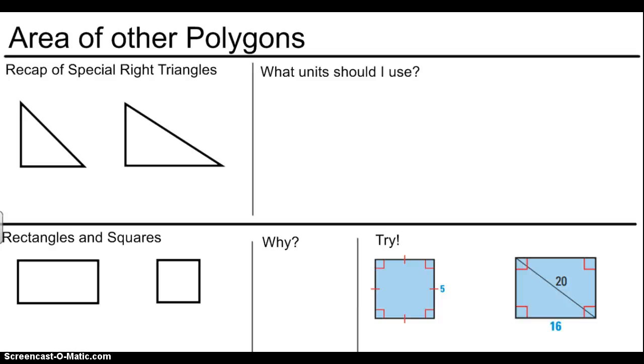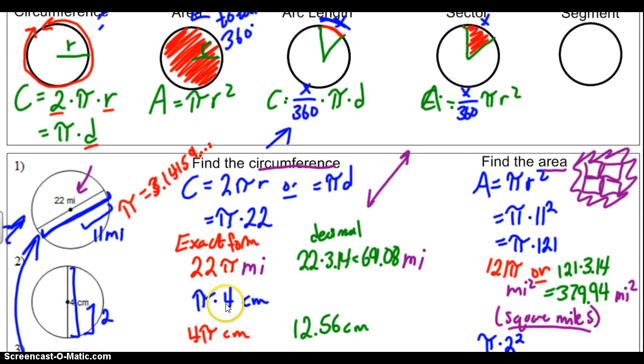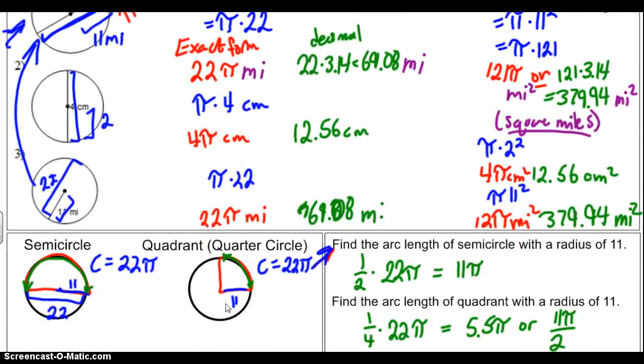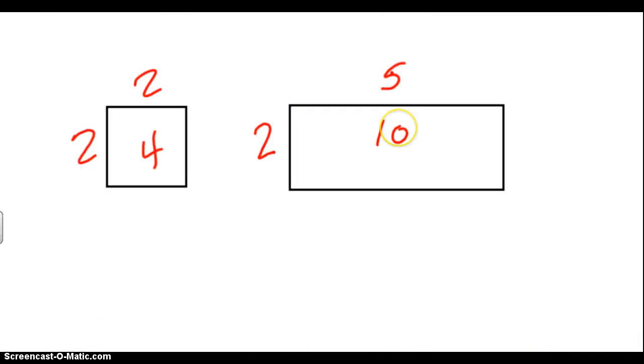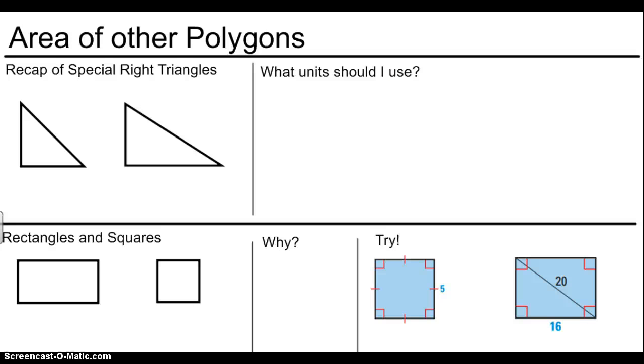Hey, this is Mr. Janes, and in this video we're going to talk about the area of different kinds of polygons. In previous videos, we've talked about how to find the area of circles and parts of circles called sectors. You also probably learned how to find the area of squares and rectangles in middle school. So today we're going to review a few of those things from middle school and also add on how to find the area of different kinds of polygons.